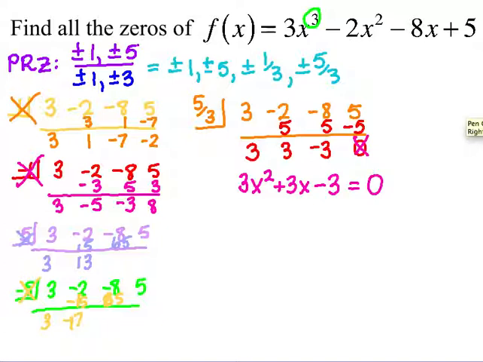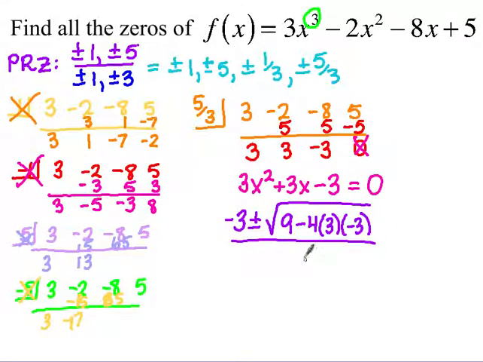Quadratic formula. So with the quadratic formula, you're going to do -b plus or minus the square root of b squared, which will be what? 9, minus 4ac, all over 2a. So I end up having -3 plus or minus the square root of 9 minus what? -36. So really it'll be the square root of 45 divided by 2.